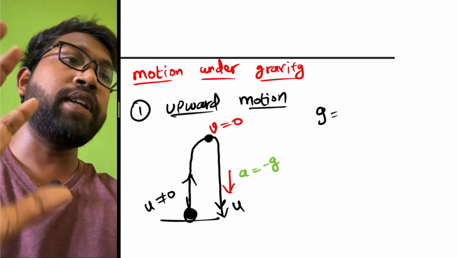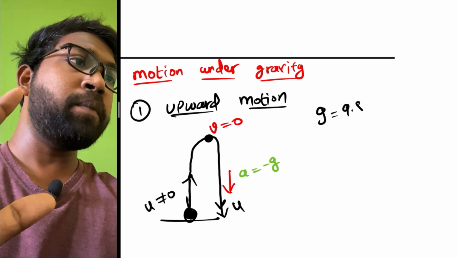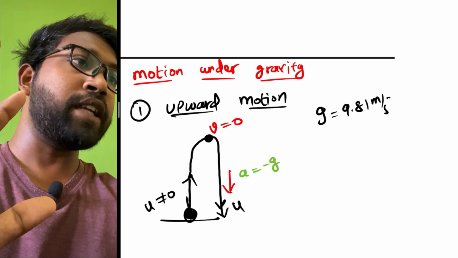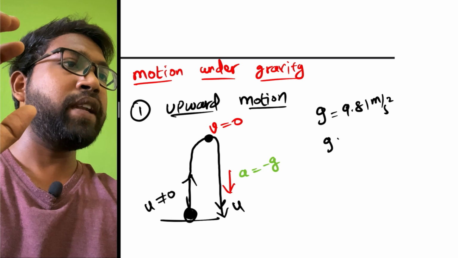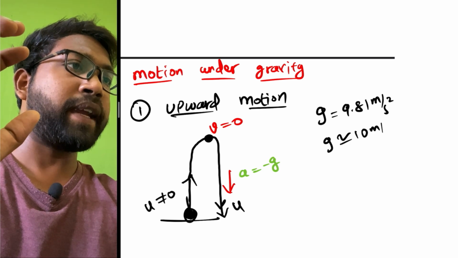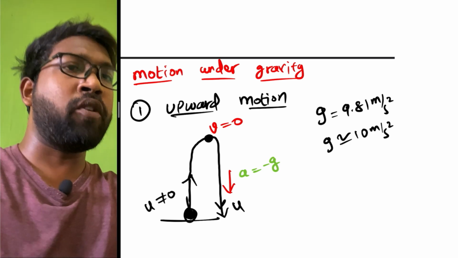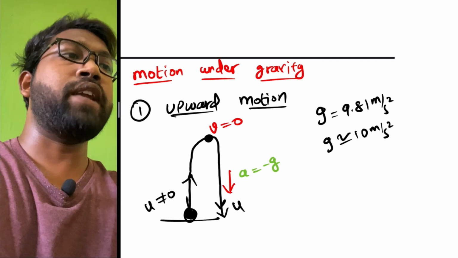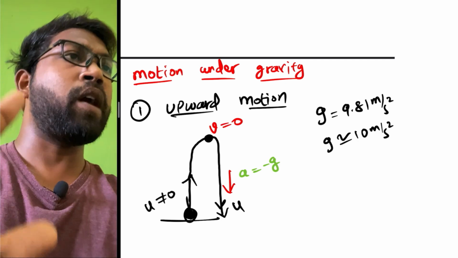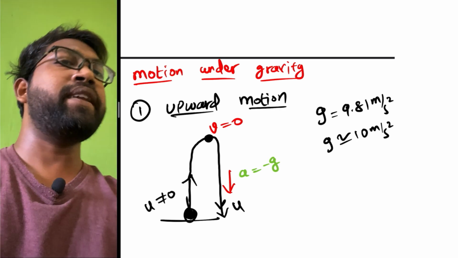g is equal to 9.81 meter per second square. So while problem solving, I will take it as nearly equal to 10 meter per second square. So it makes our problem very simple, right? In some scenarios I just use that value 10, okay? So no problem. So let me redefine that equation.